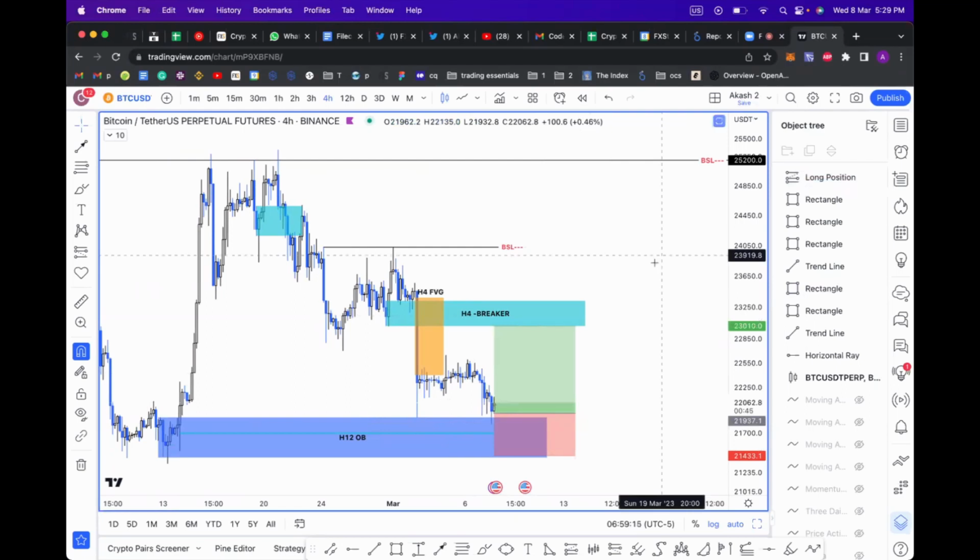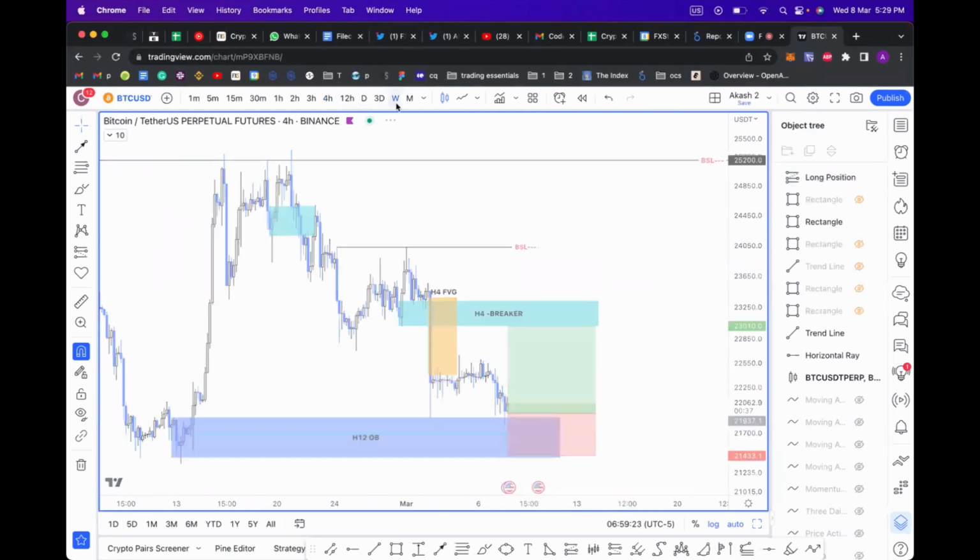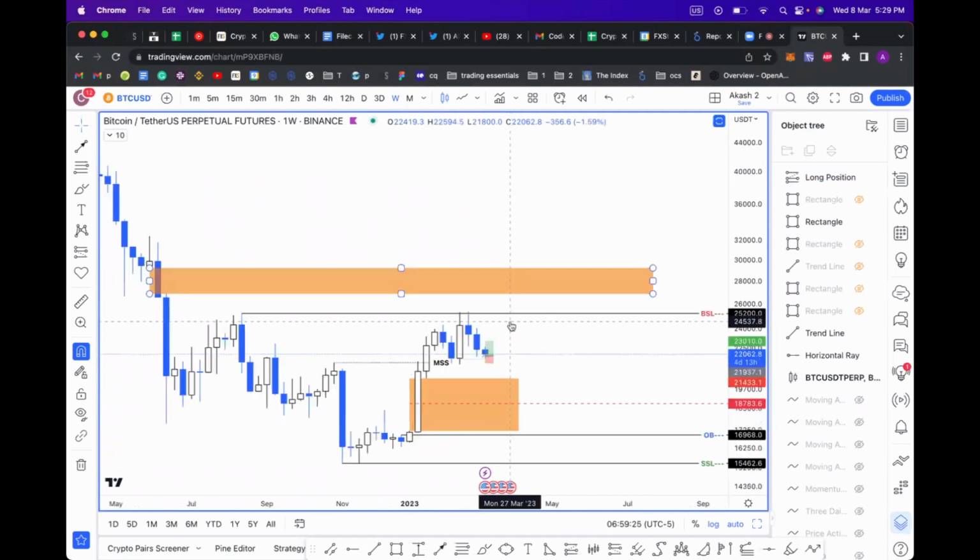I'm doing something similar for Ethereum as well, but that video is going to be next, so make sure to watch that as well. So basically, that's my game plan. To sum it up, what I'm expecting from Bitcoin is a minor rally on lower time frame, but an eventual retest of this FVG down here before we actually go up to 28K, 29K, perhaps even 30K. That's basically what I'm expecting, guys.